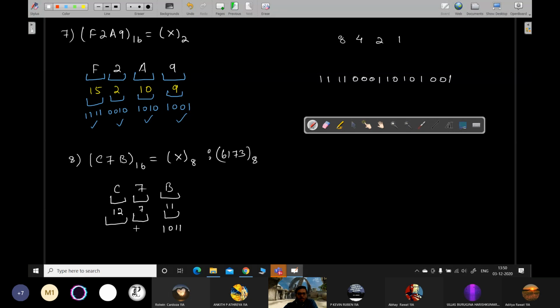Okay. 7 will be 0 1 1 1. Okay. 4, 2, 1: 4 plus 2 plus 1 is 7. 12 will be 8 plus 4, which will give you 12. So these two should be 1 and the rest should be 0. It will be 1 1 0 0. Okay. Right. Ruchika also got this.